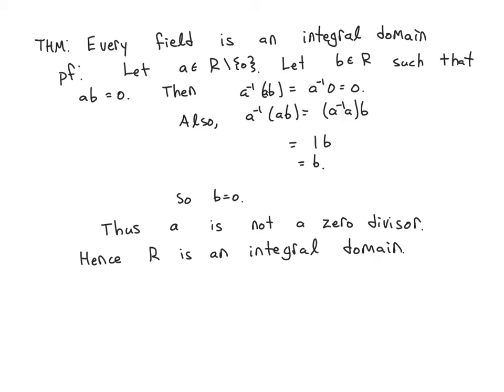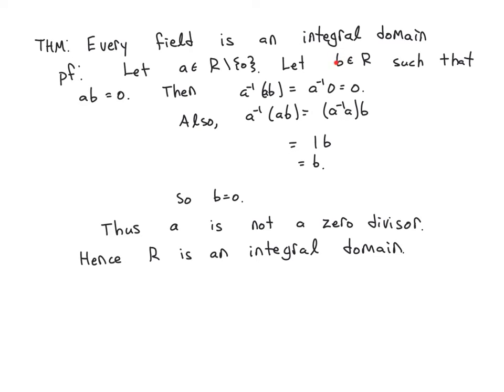So now we come to our first of two theorems about fields. This one is the easier of the two. Every field is an integral domain. So integral domains are more general than fields. So what we're going to show is that, assuming R is a field, every non-zero element is not a zero divisor. How are we going to show that? We're going to show that if you multiply that element by some other element and you get 0, then it must be the case that that other element was 0.